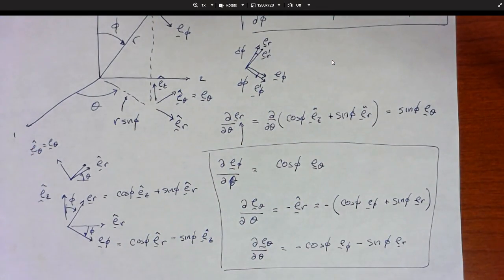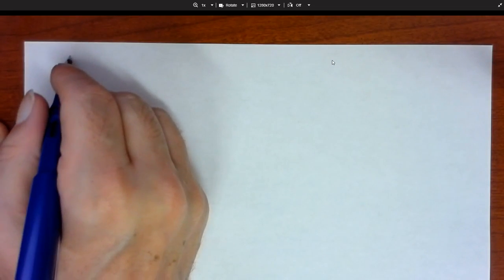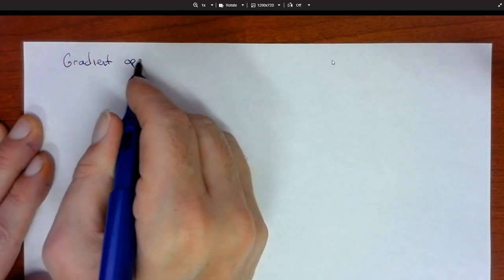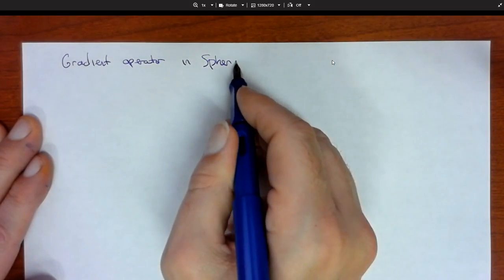All right, so the last thing we need to do is to get the gradient operator in terms of spherical coordinate systems, and then I am going to call it quits. But from that, you can kind of crank through everything. All right, so let's do that again. It's going to be the same approach. Let's do the gradient operator, but in spherical coordinates.